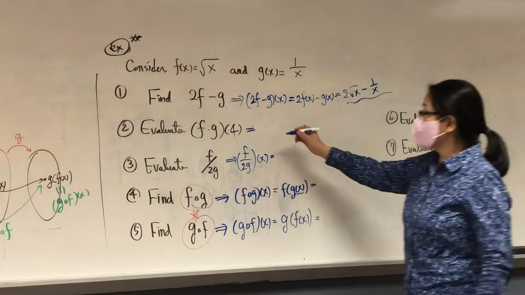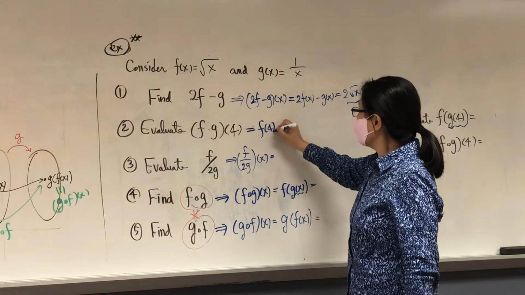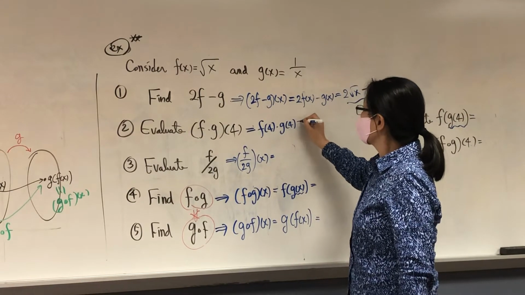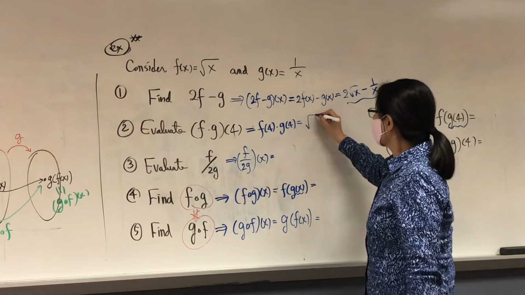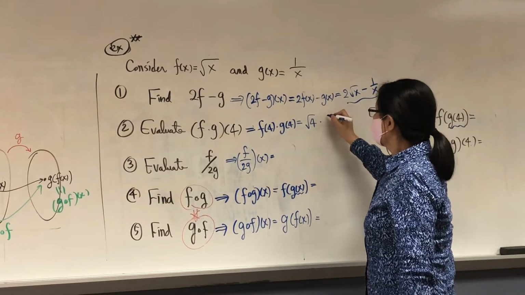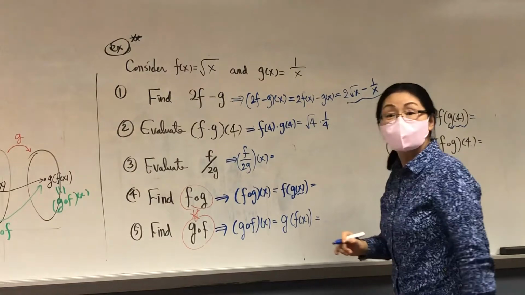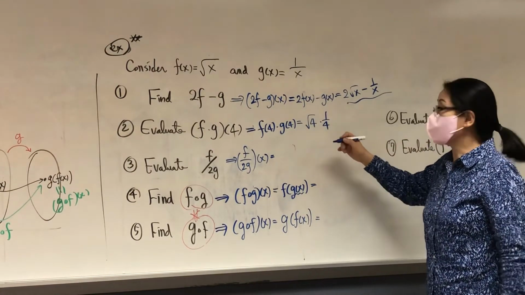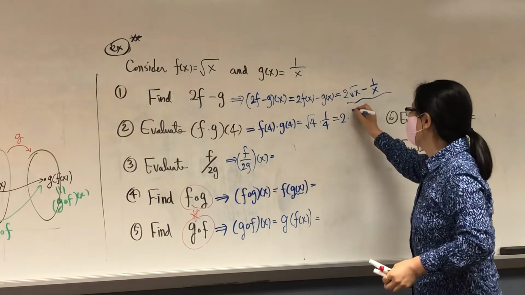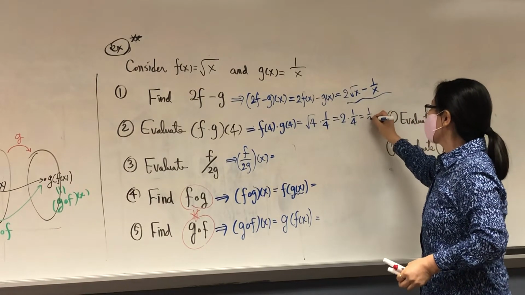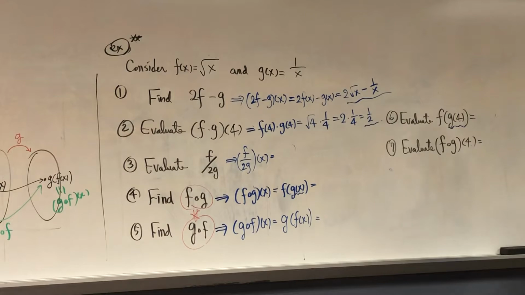What about this? f over 4 times g over 4. Am I right? So, square root of 4 times what? 1 over 4. What is square root of 4? It is 2. So your answer is what? 1/2. It's good? Yeah, keep going.